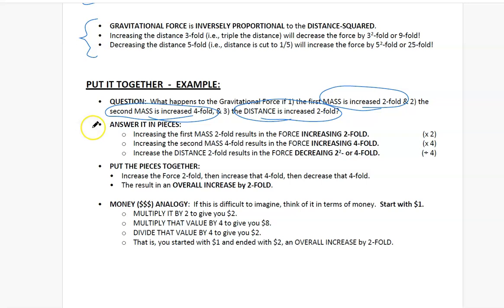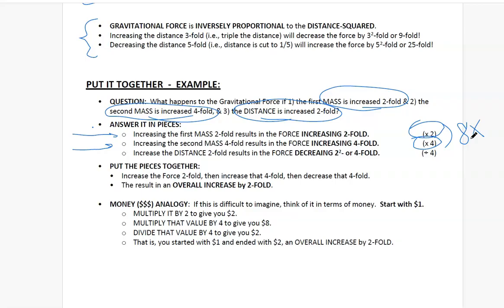Increasing the first mass twofold will double the force. So that's a twofold increase in force. You're going to double it. If you increase the second mass fourfold, you're now going to quadruple it. So you've doubled it and then you quadruple that. Well, that's eightfold so far. You've increased it eightfold. You doubled it and then you quadrupled your double amount. 4 times 2 is 8.